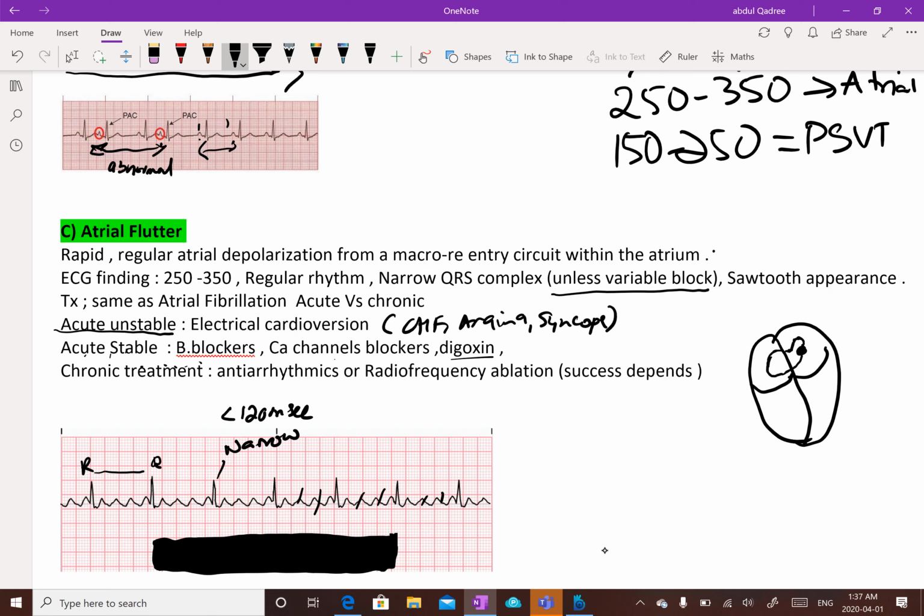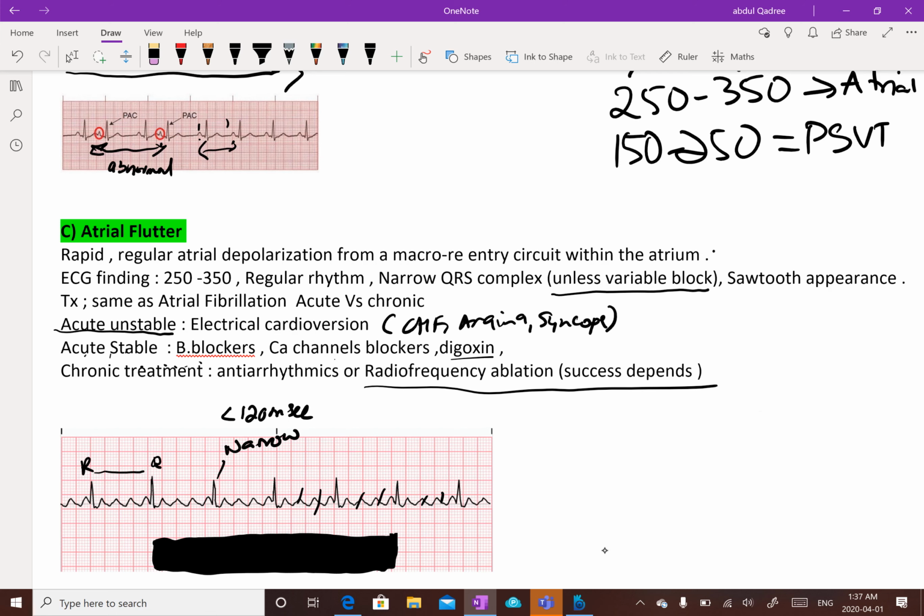So this is the treatment of choice that you can have. In a chronic treatment, as we said, we're going to give them antiarrhythmics or radiofrequency ablation, depending on which side the abnormal ectopic foci are present, or which abnormal part of the atria this impulse is getting generated from.